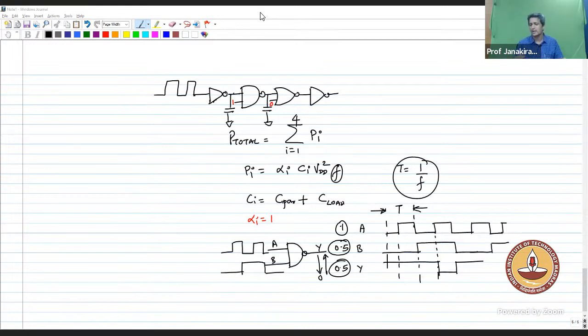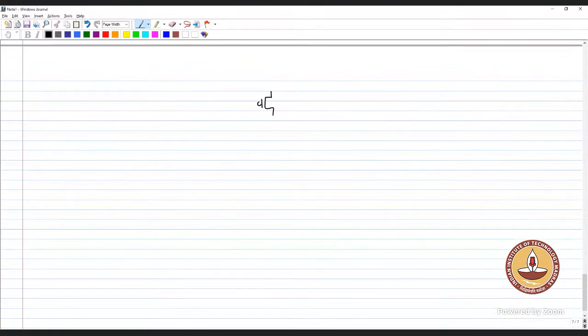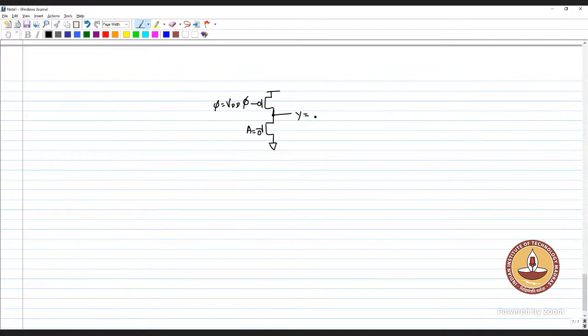Yeah, so basically the idea of a keeper device is to prevent a circuit from floating. Right? So I think Papu Singh asked this question, right? Yes. So if you had a dynamic gate like this, and this is the clock and this is the input A and output Y, then when the clock is cut off, when clock equal to VDD, you will find that the node, the output Y will be floating. Suppose A equal to 0.